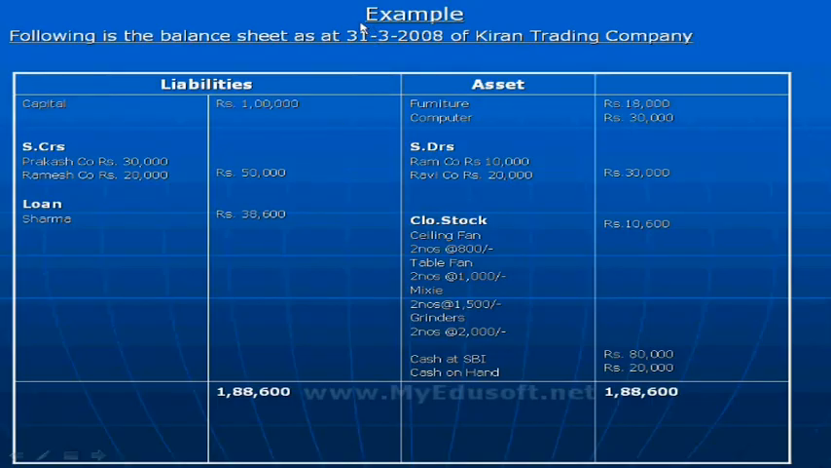In this session, we will see an example on inventory transactions. This is the balance sheet up to 31st March 2008 of Kiran Trading Company. First, we have to create this company, and then we have to create corresponding ledgers according to the transactions. And we will see how to fill all these values.